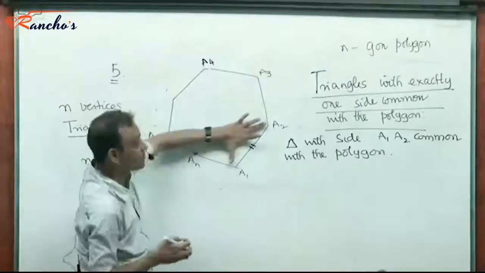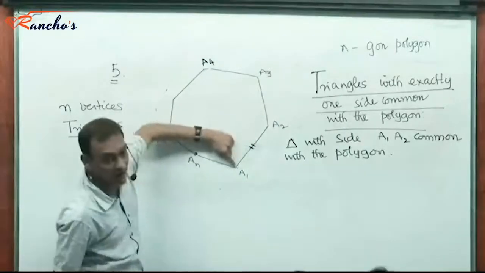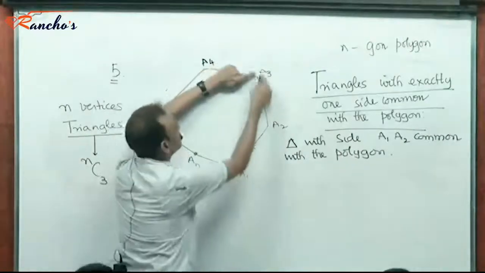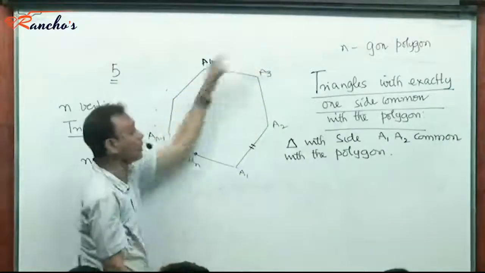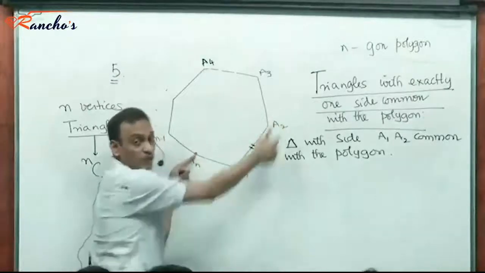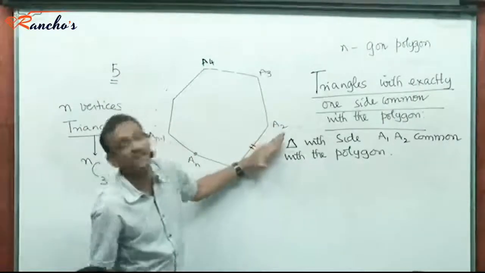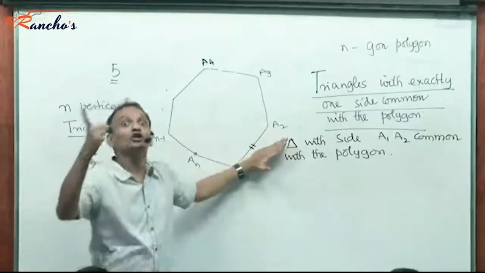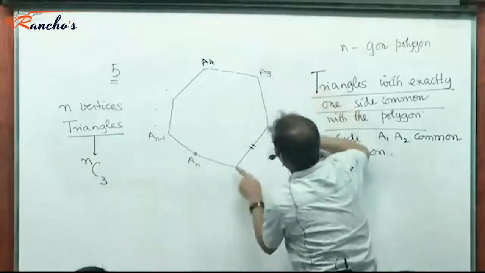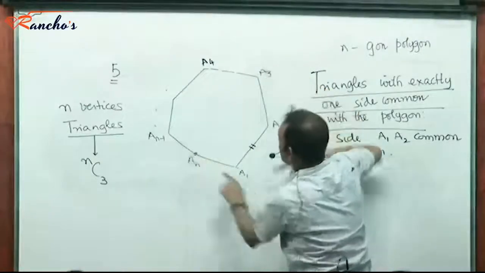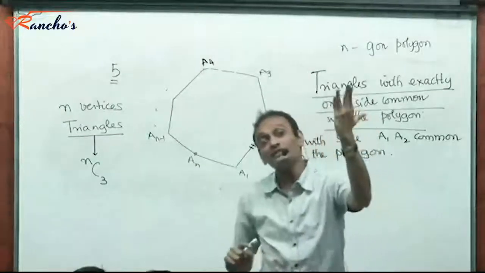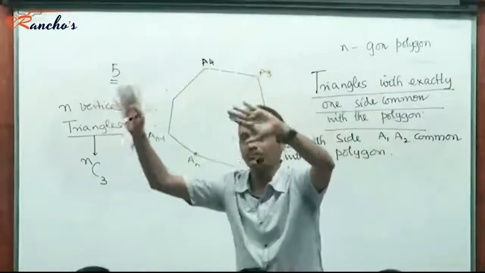So now, if this is the common side, two vertices of the triangle have been selected. Now the third vertex cannot be A3. Why? Because if the third vertex is A3, then it'll have two sides common with the polygon. The third vertex can't be AN. Why? Because then also it'll have two sides common with the polygon. So the third vertex cannot be selected from any one of these four vertices. So therefore the third vertex can be selected from the remaining n minus 4. Yes or no? Yes, sir.